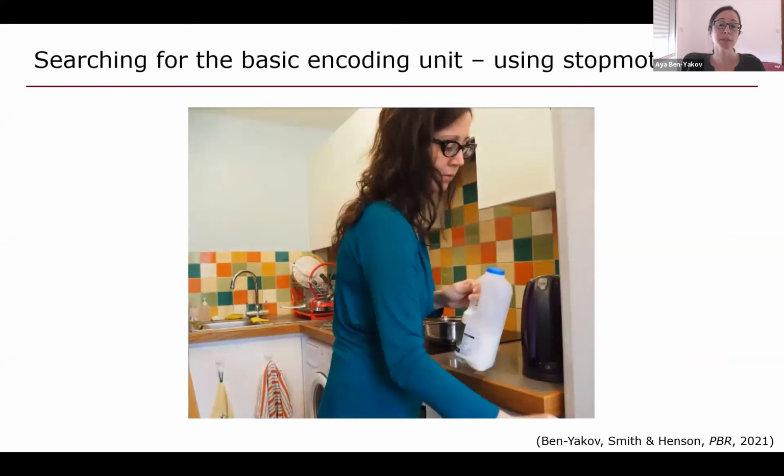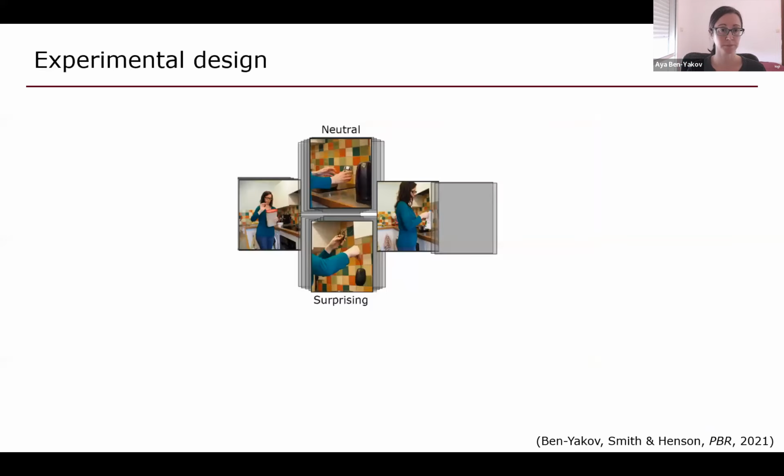So how can we use these types of films to get at our question? We know from numerous studies that surprise enhances memory. Now, if the unit of encoding is the entire event, we expect that surprise, or anything that modulates memory, would affect memory for the entire event. And that's what we tested here.